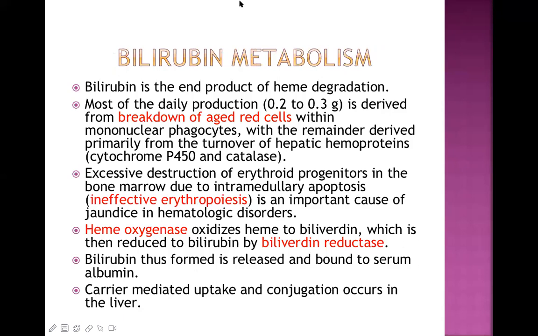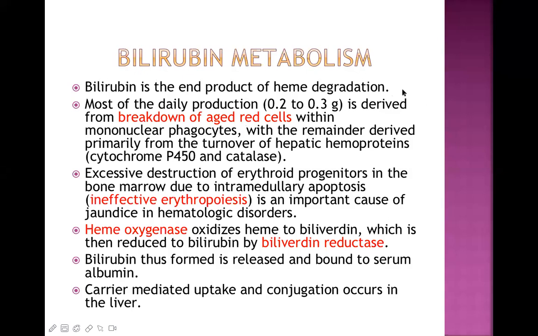Now with this, we are going to repeat this so many times in the coming lectures. Let's start with the bilirubin metabolism. Now how bilirubin is synthesized, what happens to the bilirubin inside the liver, what is the next step after that, and how bilirubin is excreted, everything. Now, bilirubin is the end product of heme degradation.